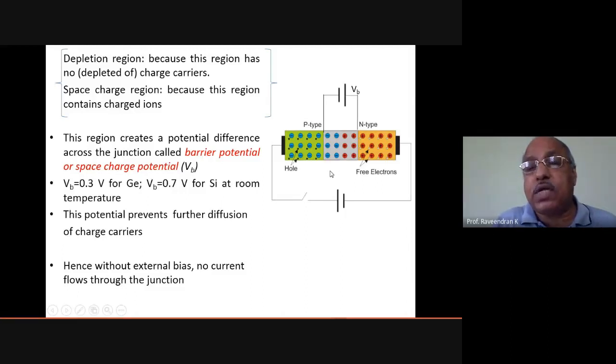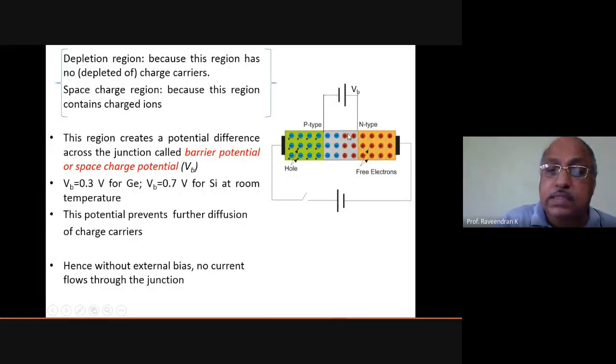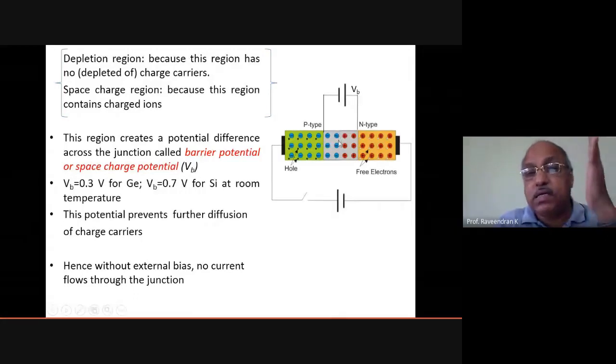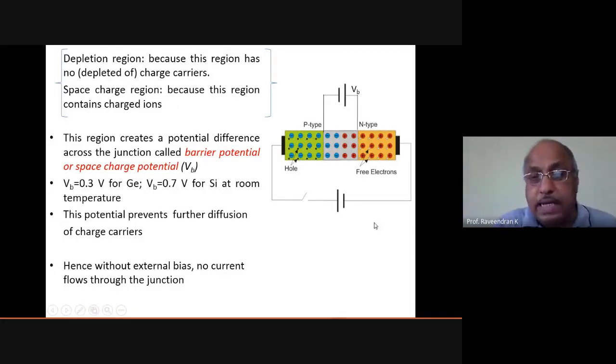And that actually prevents further diffusion of electron hole pairs like this. Understand? Hence, without external bias, or without giving an external voltage here, or if the switch is opened, there is no voltage applied here. There will be only the barrier potential which is created at the space charge region of the PN junction. Understand?